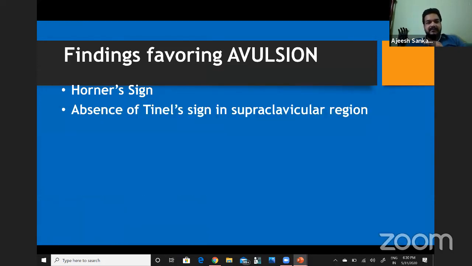Another finding would be an absence of Tinel sign in the supraclavicular region. From earlier presentations, we understand that the Tinel sign is a sign of a nerve injury, and it localizes to wherever the nerve is compressed or injured. So if you don't find a Tinel sign in the supraclavicular region, that can usually mean that the injury is an avulsion, because then the proximal end is actually within the spinal canal.